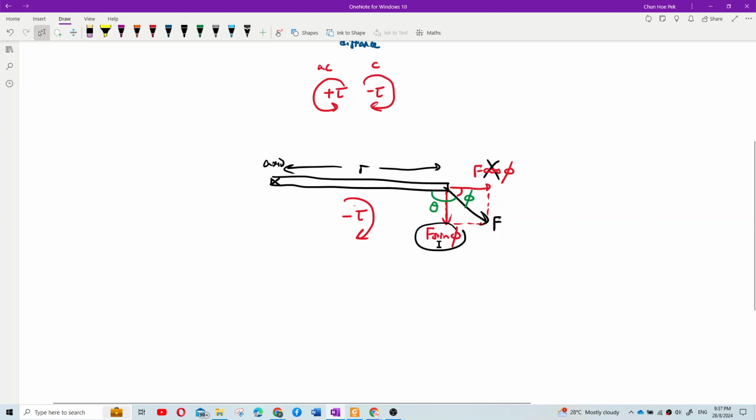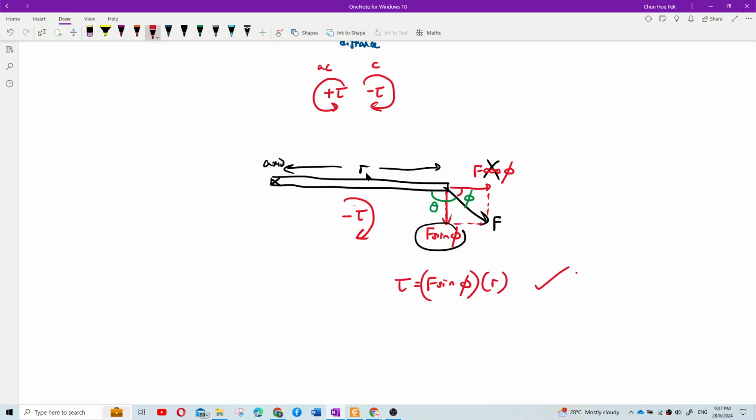Get the perpendicular component to multiply the R, so we can get the torque. The torque is the F sine, this one, multiplied by R. That's it. Just get the perpendicular component of the force.